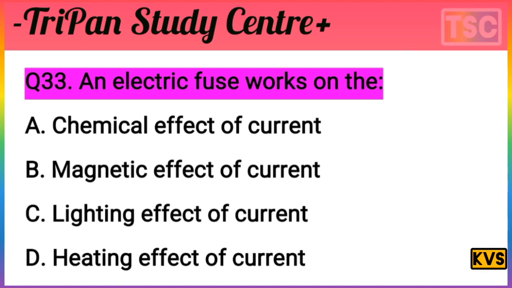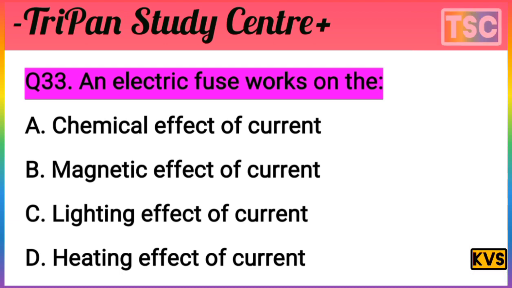An electrical fuse works on the principle of what? Here the examiner asks about the principle of the electrical fuse. The options are: A, chemical effect of current; B, magnetic effect of current; C, lighting effect of current; D, heating effect of current. That's an important question, but first of all, give the answer for this question.